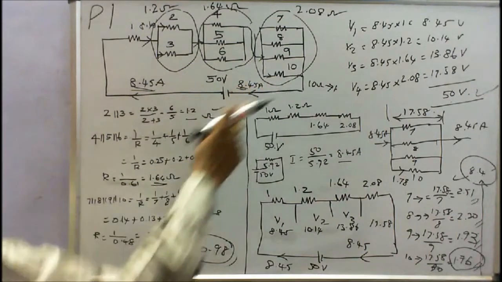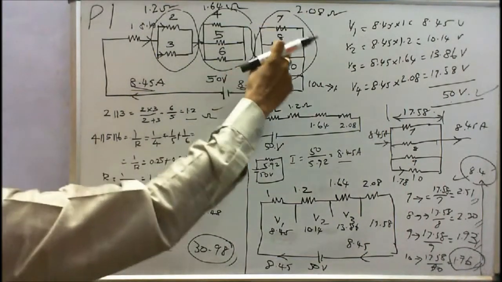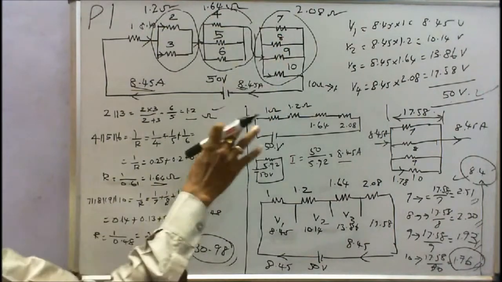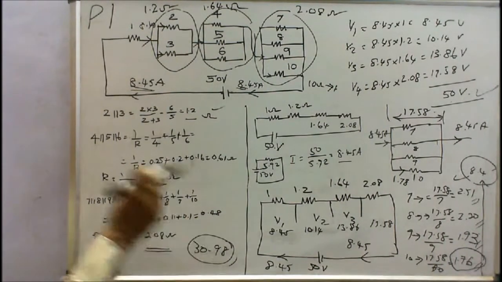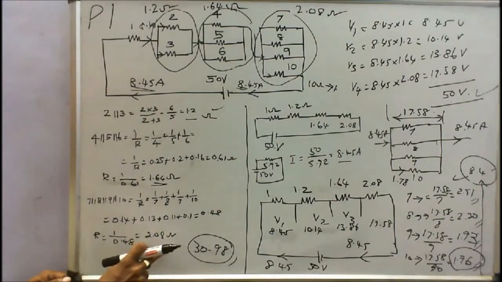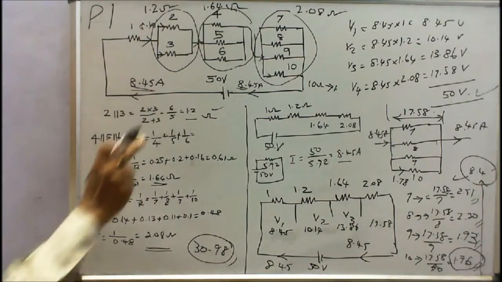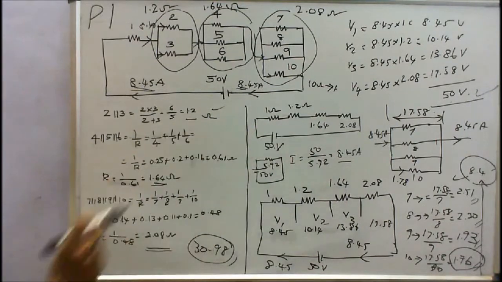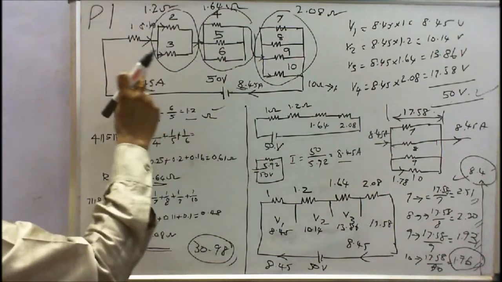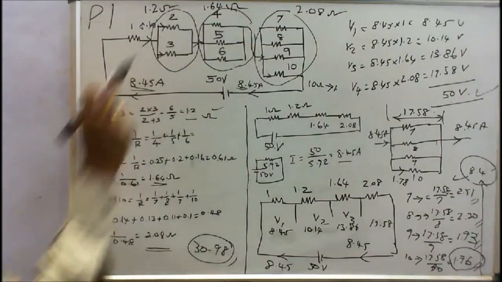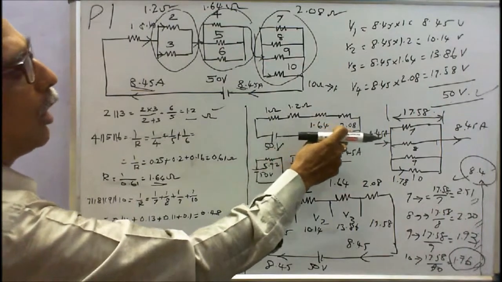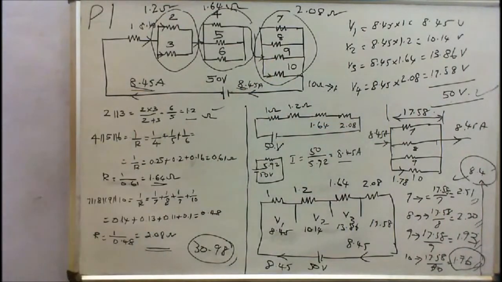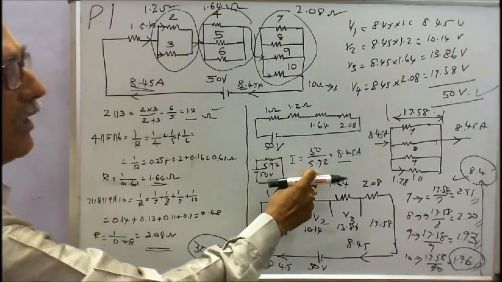Similarly, I can compute the resistance of 7, 8, 9, 10 which are all in parallel, 1 by R reciprocal. 1 by R is equal to 0.48, therefore R is equal to 2.08 ohms. Now I can redraw the diagram like this. This is 1 ohm. There are 4 combinations here: 1 ohm, 1.2 ohm, 1.64 ohm and 2.08 ohm. So the total resistance is 5.92.